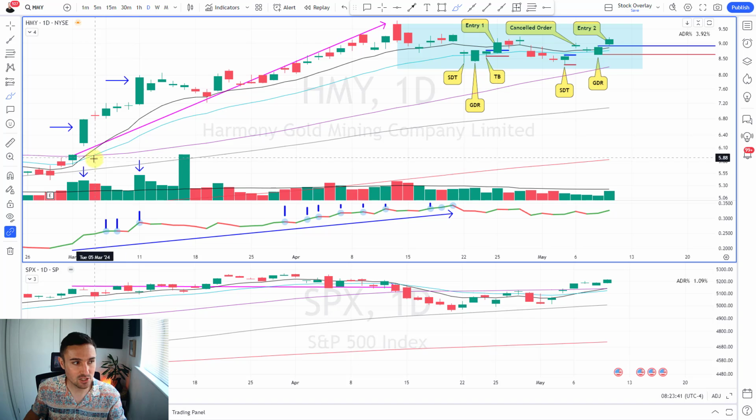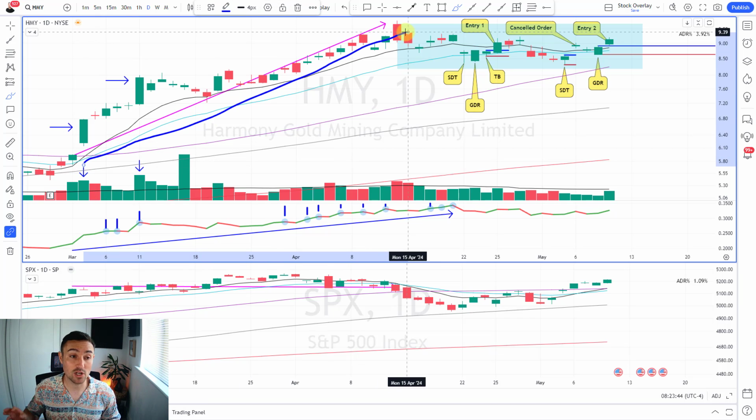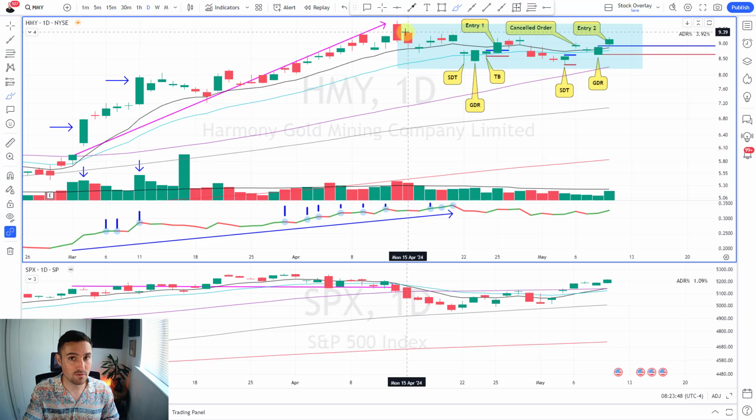So we can see HMY, nice rally displaying a lot of relative strength, as is GDX, as is a lot of precious metal miners, and GC gold futures is looking very, very constructive at this moment in time. Let's just pull back down to its 21-day and 10-day, nice clustering.